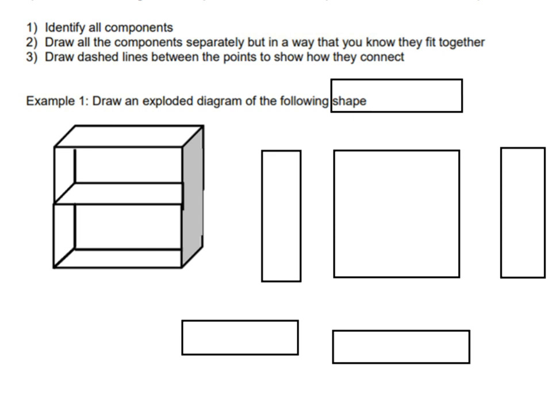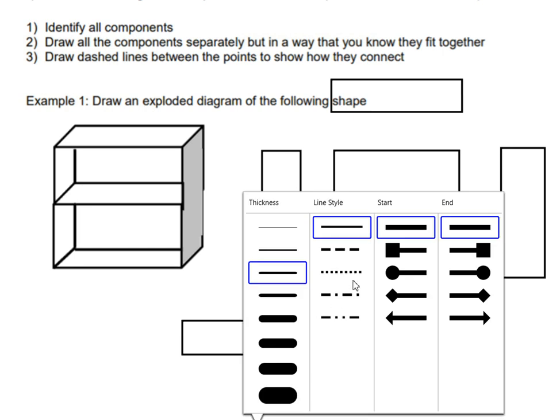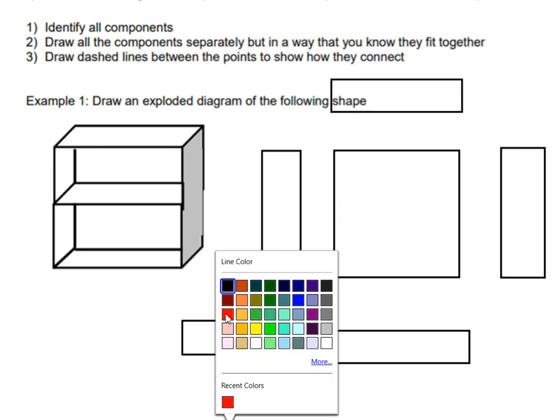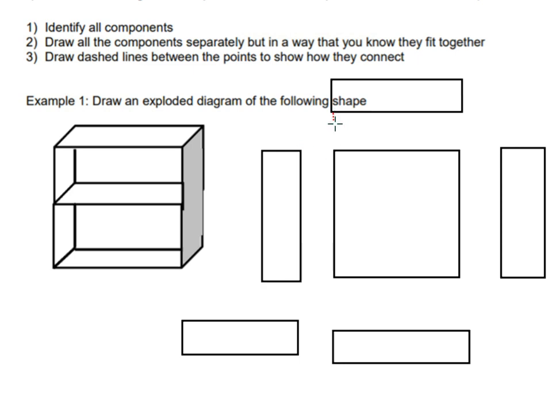So now we're going to draw dashed lines of different colors to represent the parts that we have. We're going to start with a red one for the top, and we're going to connect it where it would connect to the object. So this here would connect to the back panel, and this would connect to the back panel. So you draw corner to corner.